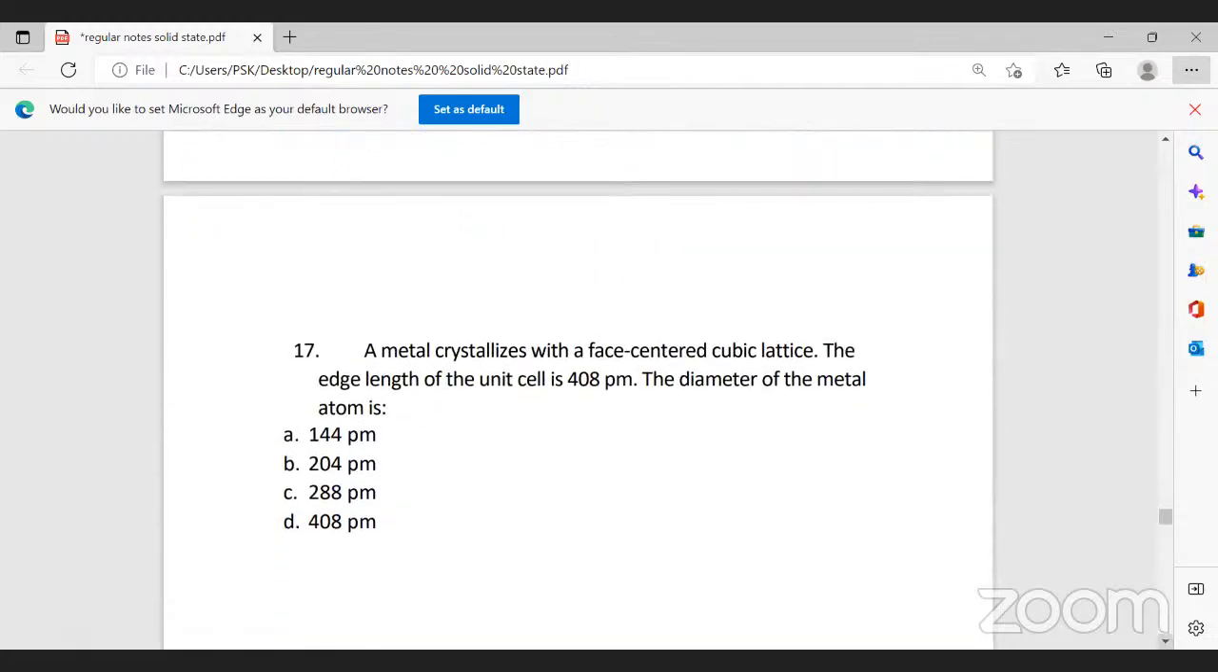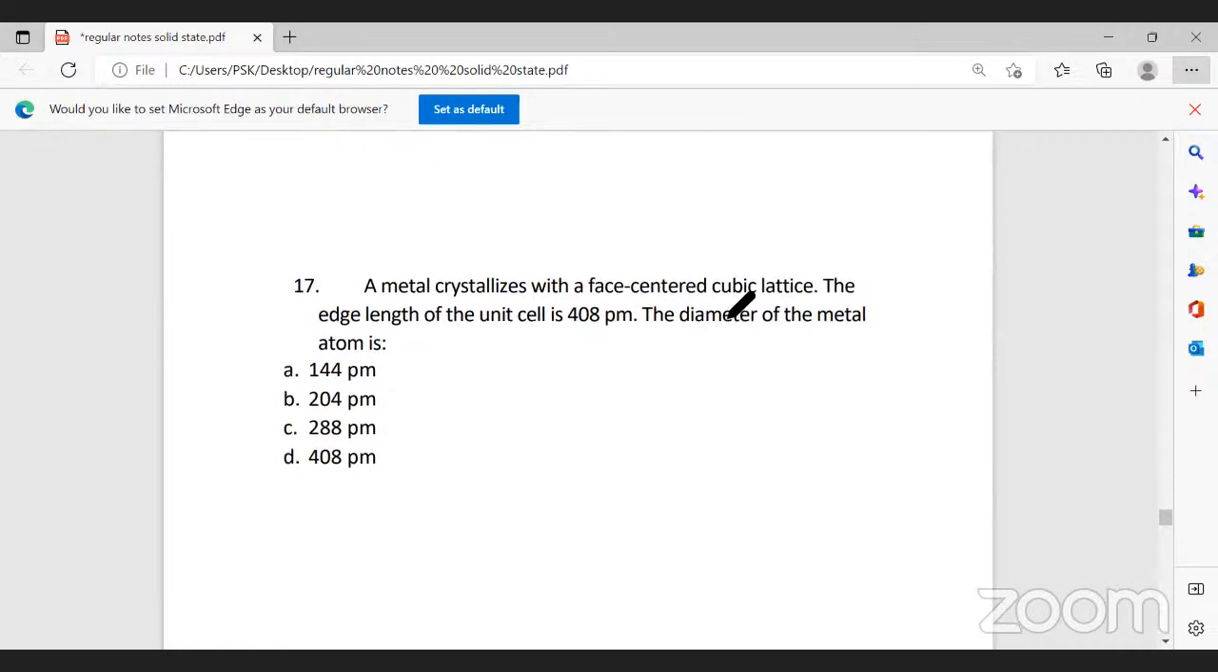The next question. A metal crystallizes with a face-centered cubic lattice. The edge length of the unit cell is 408 picometers. They're asking for the diameter of the metal. Now, for a face-centered cubic lattice, how are radius and edge length related? Radius is equal to A by 2 root 2. Very good. A they have given to be 408, so it is 408 divided by 2 root 2. On simplification, the answer you will get is 144 picometers.